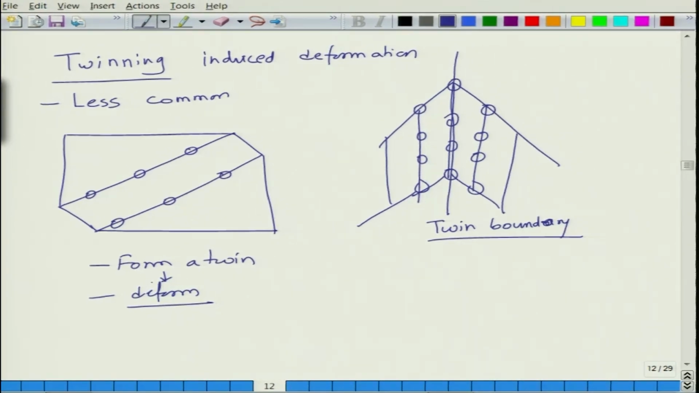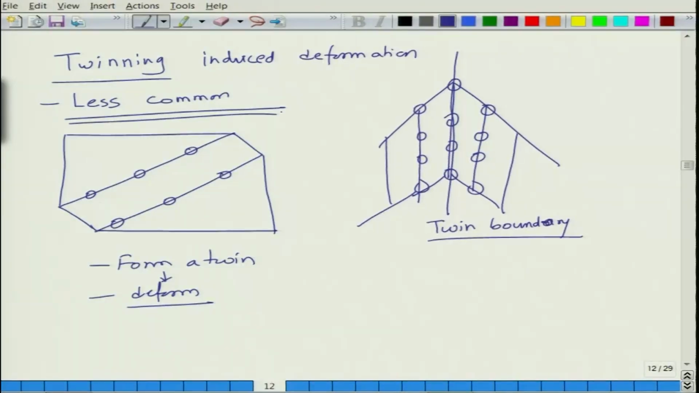Again there is no change in crystal structure of the material, no change in volume of the crystal. All you form is twins, and these twins lead to deformation in the material, but this is a very less common mode of deformation. In most materials deform by a phenomenon called slip. In the next lecture we will look at the microscopic details of slip: the planes along which slip occurs, the directions along which slip occurs, and the stresses required to carry out slip on these slip planes and along these slip directions.